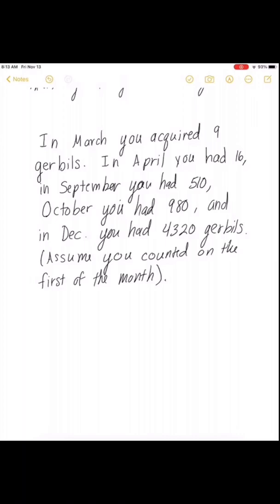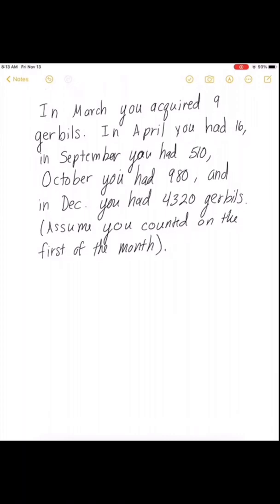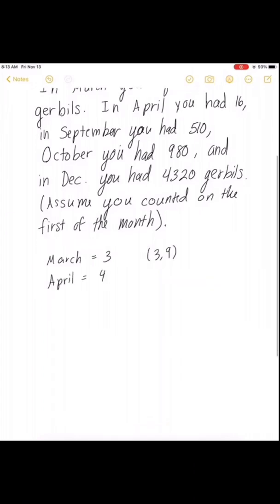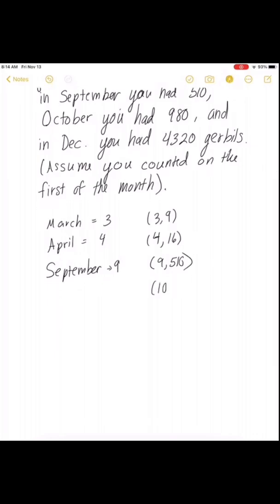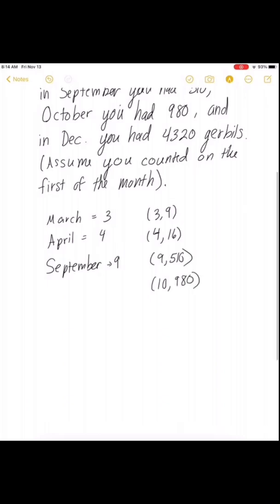So if we're given something like this, we have to assign x values. What I'm going to do is have March be assigned to 3, just because it's the 3rd month of the year. So March will be (3, 9). April will be assigned to 4, so (4, 16). We don't have May, we have September, which will be assigned 9. So we have (9, 510). October is 10, so that's (10, 980). And December is 12, it's the 12th month, of course. So (12, 4320).